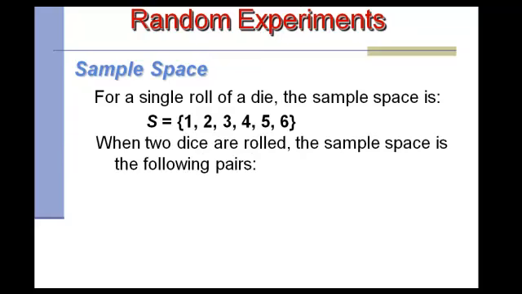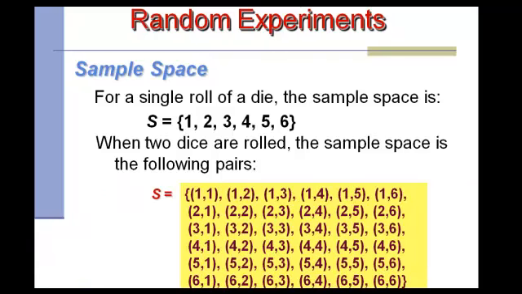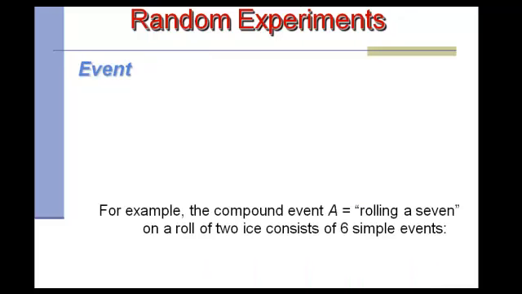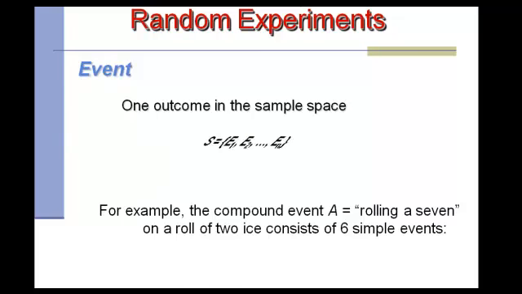But when 2 dice are rolled, the sample space becomes a lot bigger. And here's what it would look like. It's 36 distinctive outcomes. So, an event, that's another word you need to get familiar with. An event just means an outcome in the sample space. And if we're talking about rolling 2 dice, we could talk about a compound event. A compound event could be rolling a 7 on the roll of 2 dice.